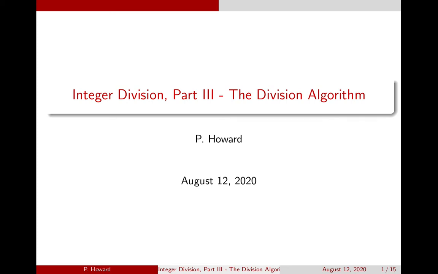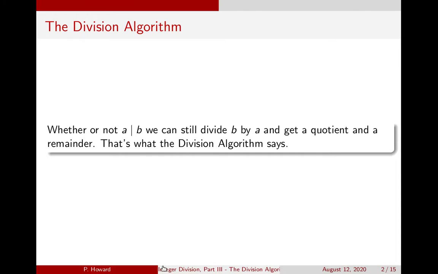This is the third part of our study of integer division, the division algorithm. And here's the idea. Even if a does not divide b, a and b are integers, you can still divide b by a and get a quotient and a remainder. And that is essentially the content of the division algorithm. So before we look at the formal statement, let's try an example.